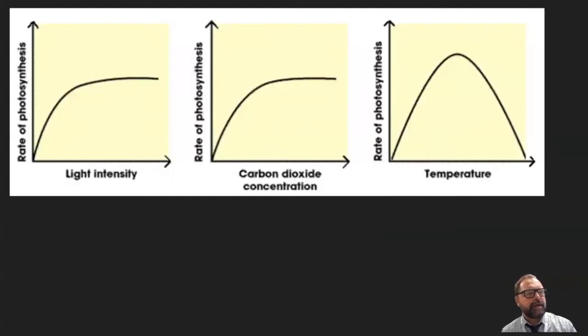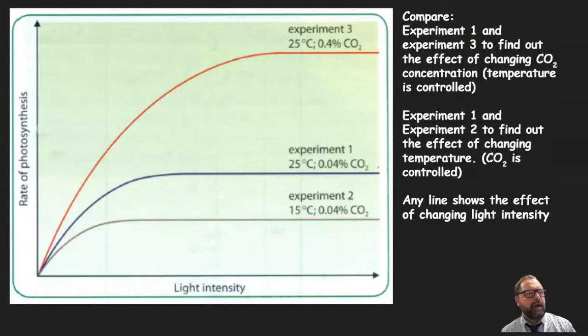Photosynthesis is affected by 3 factors that you need to know about: light intensity, carbon dioxide concentration, and temperature. And you can see on these graphs the shape of the graph for the effect of those factors on photosynthesis. Notice that both light and CO2 level out, whereas the temperature graph falls after an optimum temperature. And that is to do with the enzymes being denatured at higher temperatures, and so temperature has a special shape graph.